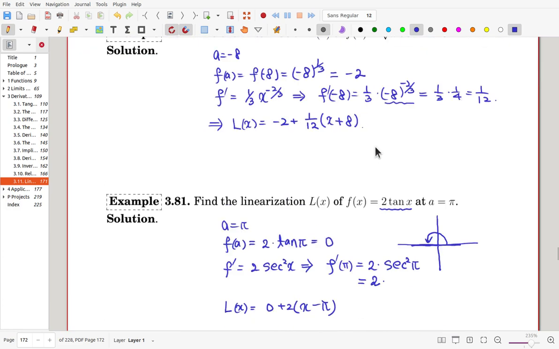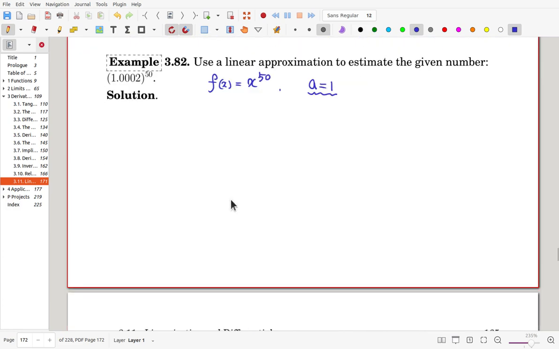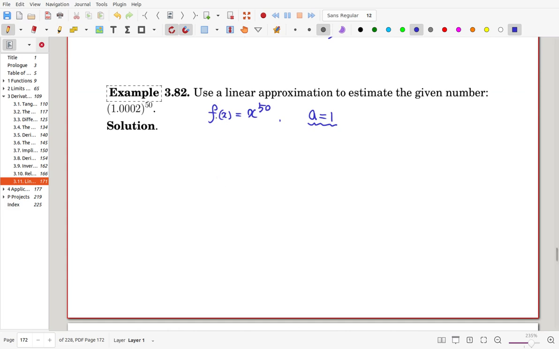Okay, let's go back to the problem. For that one, we will make L of x, a linear approximation. Now a is 1 and f of 1 equals 1 to the 50, which is 1. How about the slope? f prime is 50 times x to the 49, by using the power rule. And then f prime at 1 is 50 times 1 to the 49, which is 50.